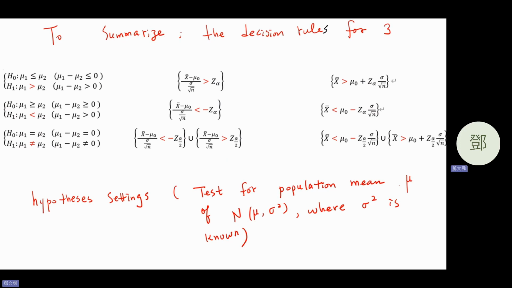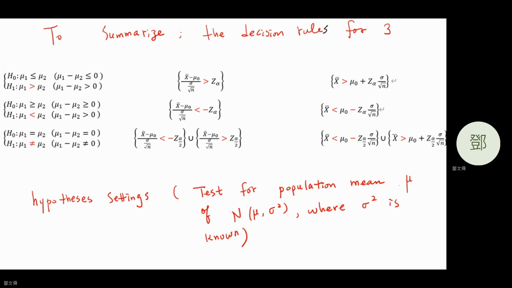But these decision rules are very unrealistic. Why? Raise your hand if you know the answer. Why unrealistic? Because in practice, the value of sigma is often unknown. So this is useless in practice. In the real world, it is useless.